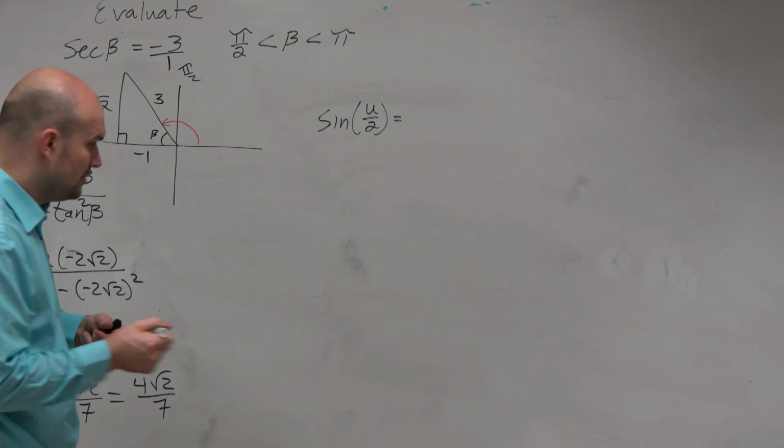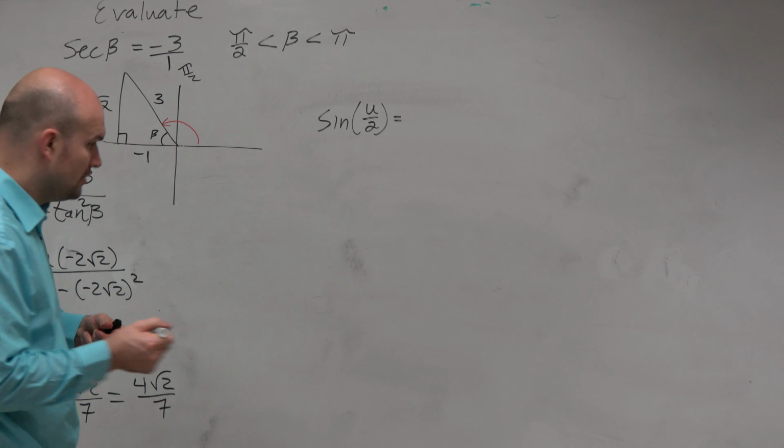1 minus cosine of beta divided by 2. Oh, this is beta, sorry, we're using beta. I forgot and used the wrong variable. So cosine of beta, guys, is going to be adjacent over hypotenuse, right? So let's just write it as that fraction, and we'll simplify it later.